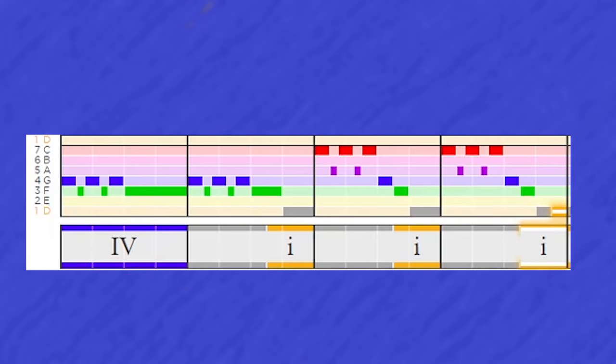Uptown Funk is a great example of a song that uses mostly one melodic shape but creates contrast in the melody by varying the rhythm and pitch of the notes within that shape.